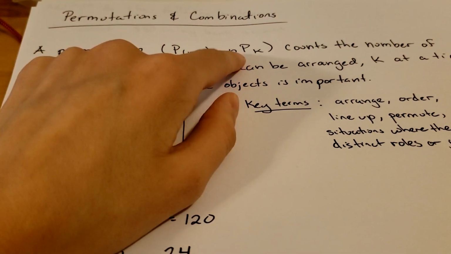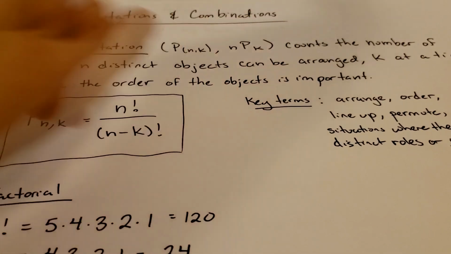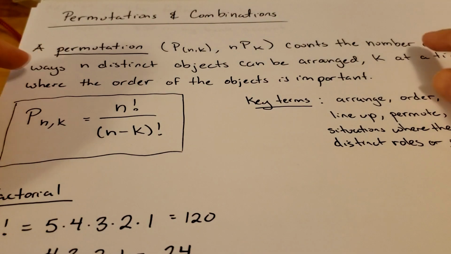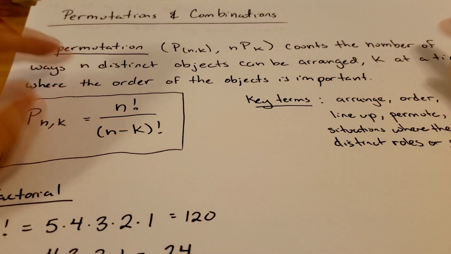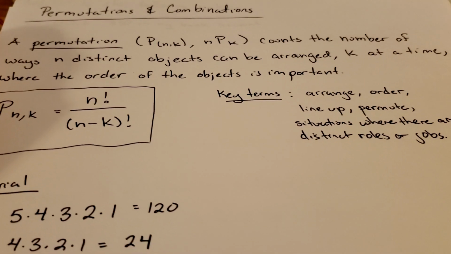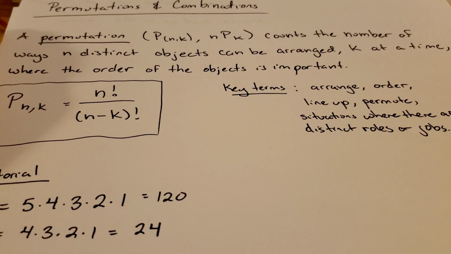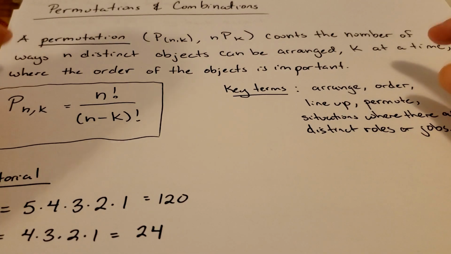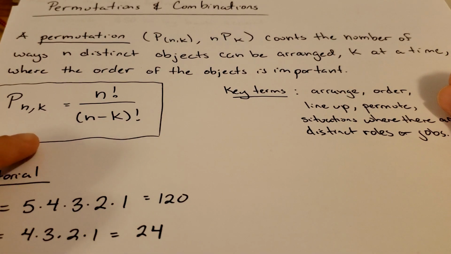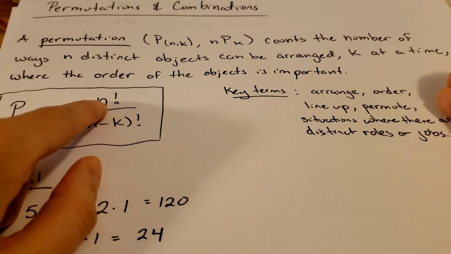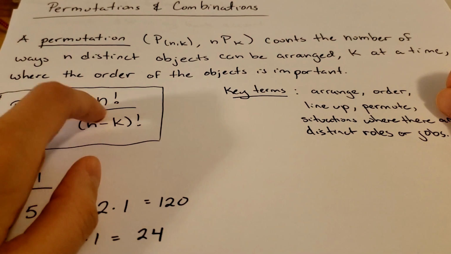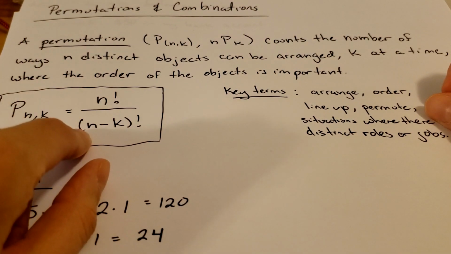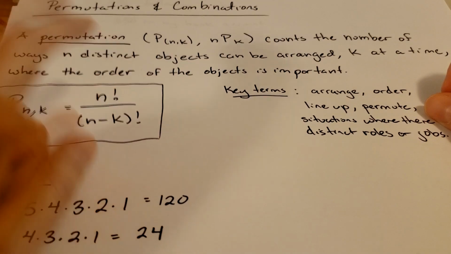Other notation you may see is nPk written like this. What a permutation does is it counts the number of ways n distinct objects can be arranged, k of them at a time, where the order of the objects is important. This is the formula that we have for a permutation. This is n factorial, it's not just an excited n with an exclamation point, divided by n minus k factorial.